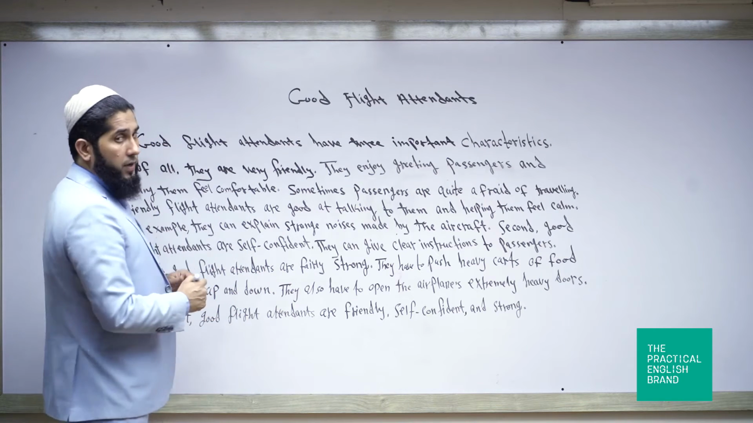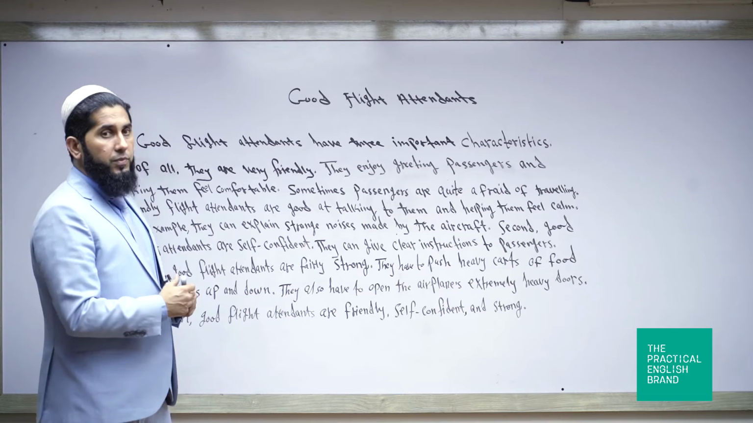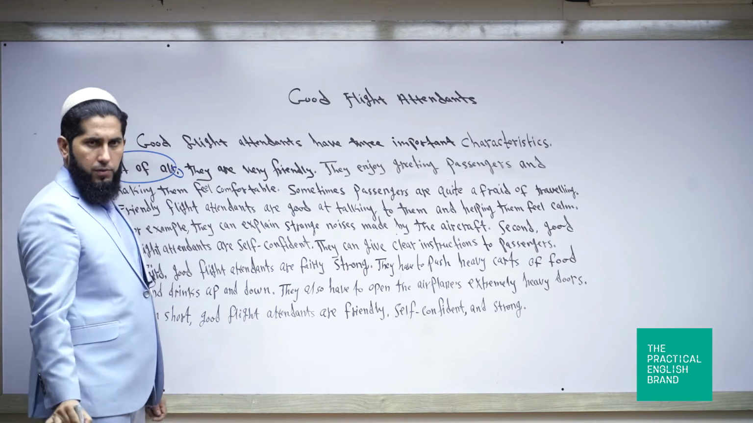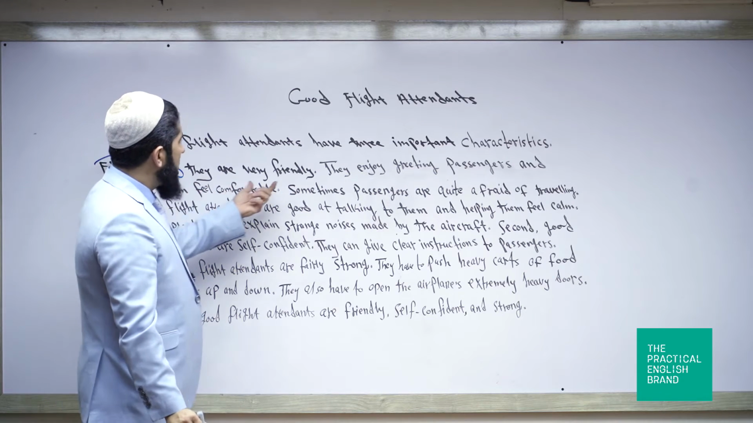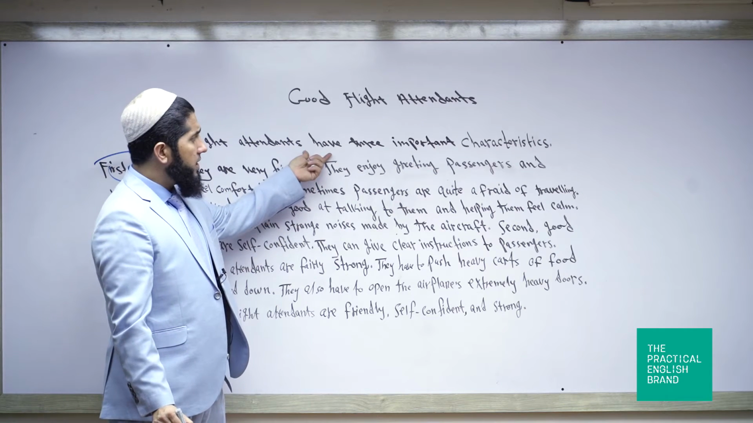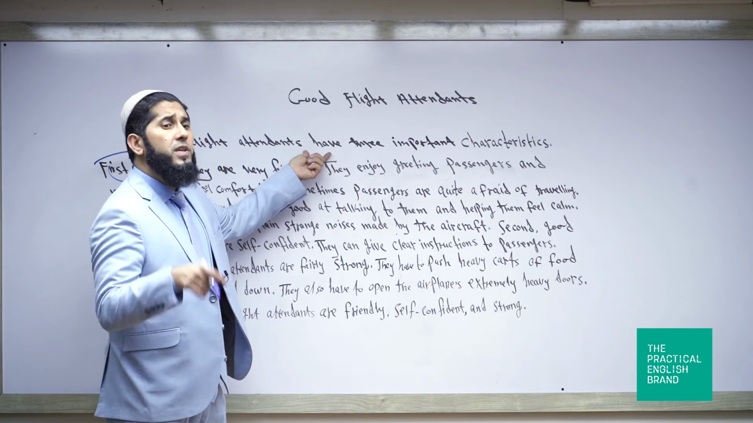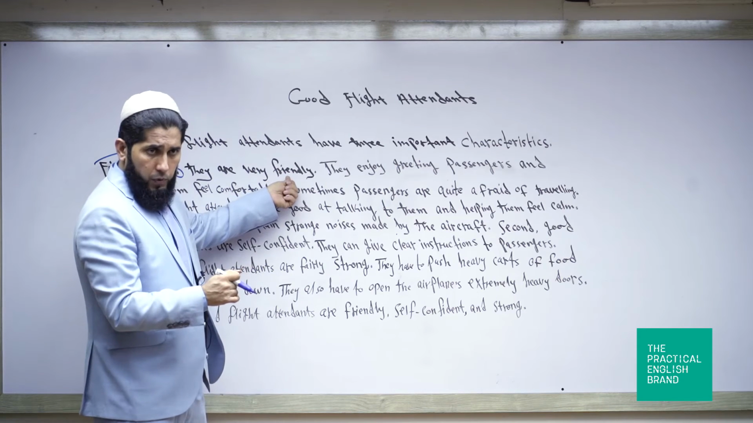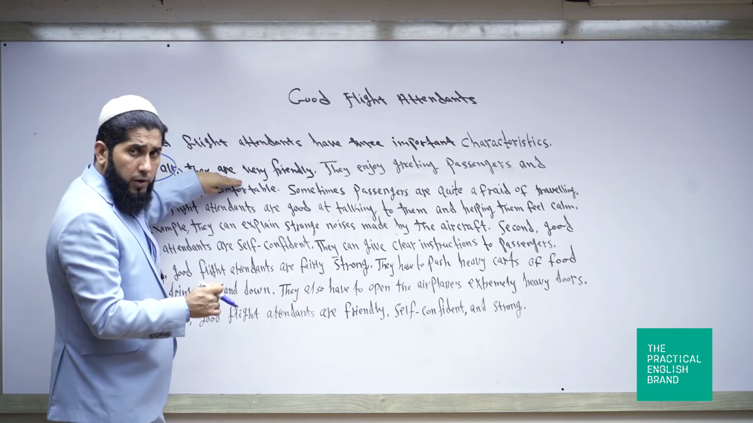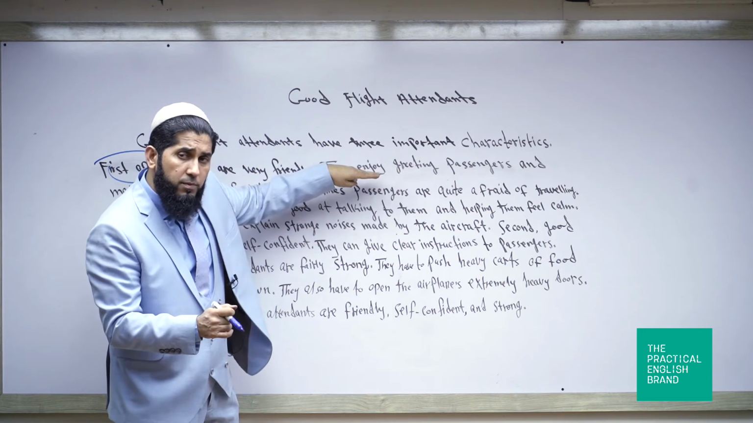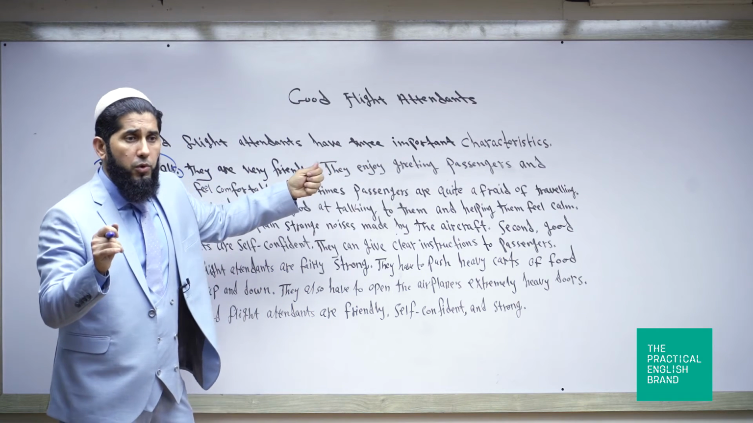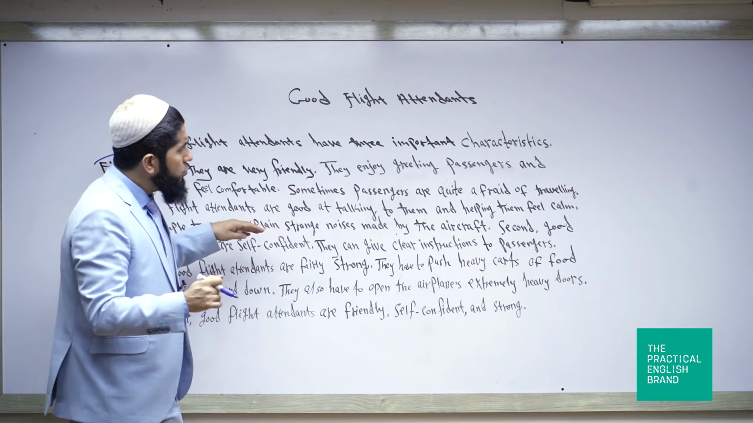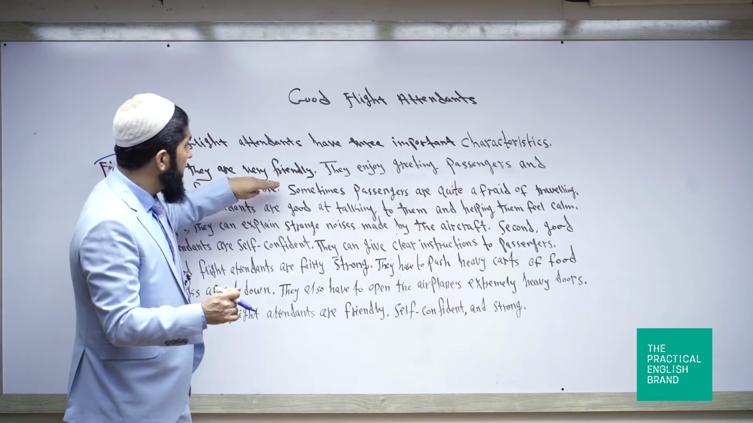So it says, first of all, look, the listing order, the transitional phrase, first of all, is used over here, and it is followed by a comma, okay? They are very friendly. So now the main idea says that they have 3 important characteristics, and the first characteristic is being friendly, okay? So now this is the major point. Whatever comes after this major point will be minor points, okay? The examples and details will be minor points. And those minor points must be supporting the major point.